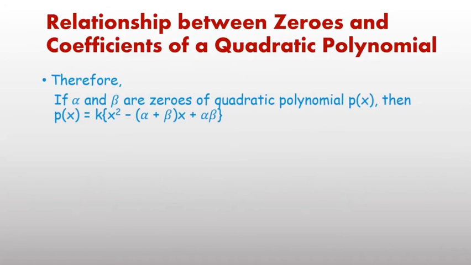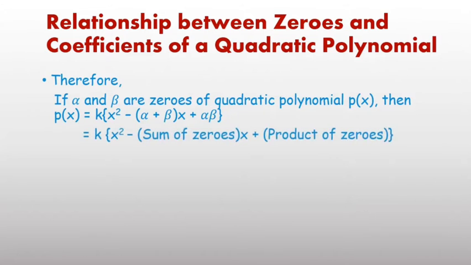Above result we can summarize as, if alpha and beta are zeros of a quadratic polynomial, then directly we can find the polynomial using this formula, k into x square minus alpha plus beta into x plus alpha beta. Or also we can write this as k into x square minus sum of zeros into x plus product of zeros, where k is a non-zero constant.